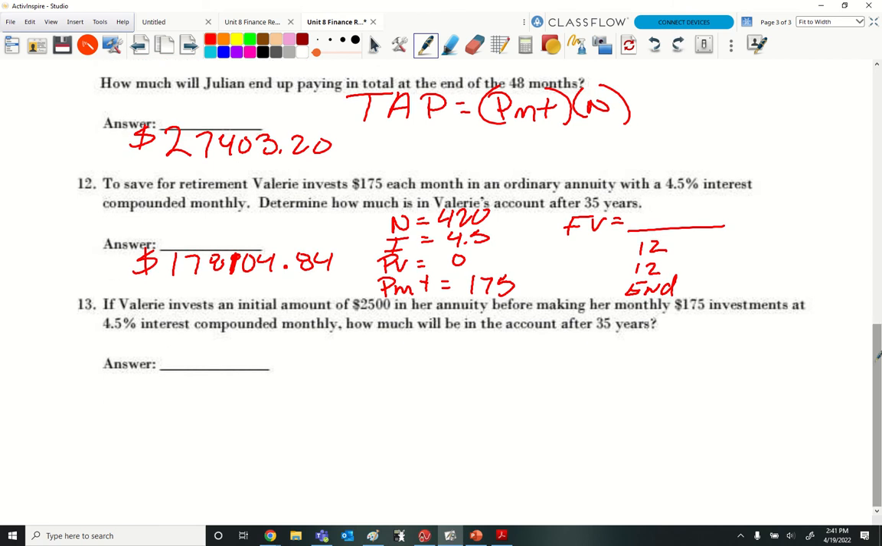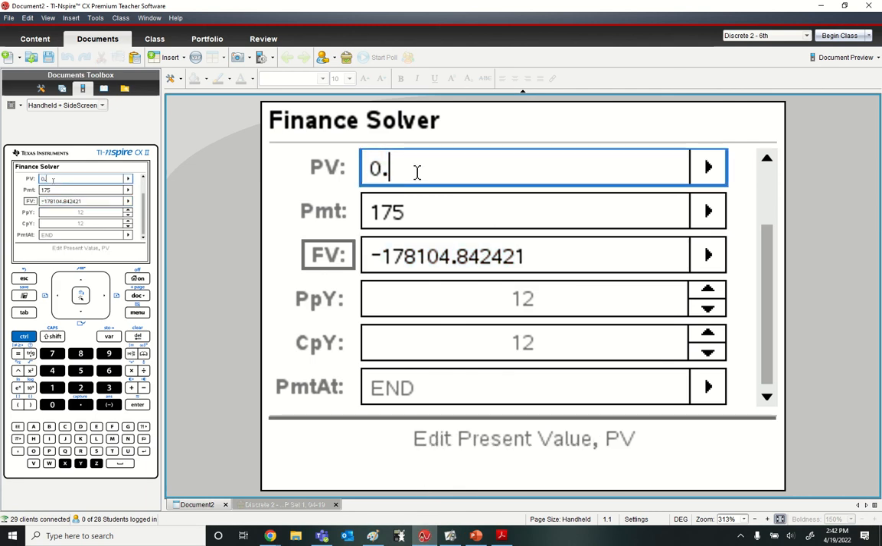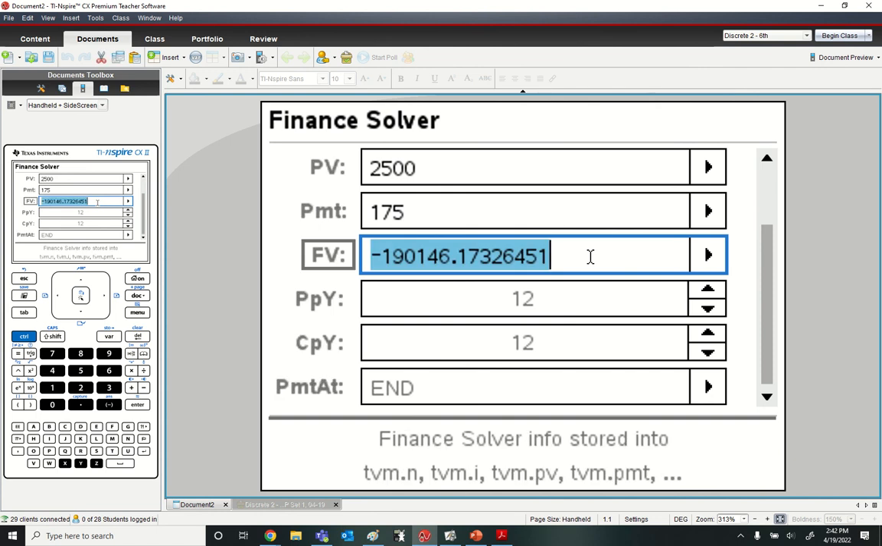The next one, invest initial amount. What's the initial amount going to change? That's my PV. So 420, 4.5, 2,500, 175, and future value. So don't forget, this is a positive, and the bell's going to ring in a minute, but I kind of want to finish this anyway. So how much should we invest? 2,500, and remember it's a positive here too. And we are solving for future value, so I'm going to hit enter right there. And that's almost a $12,000 difference.